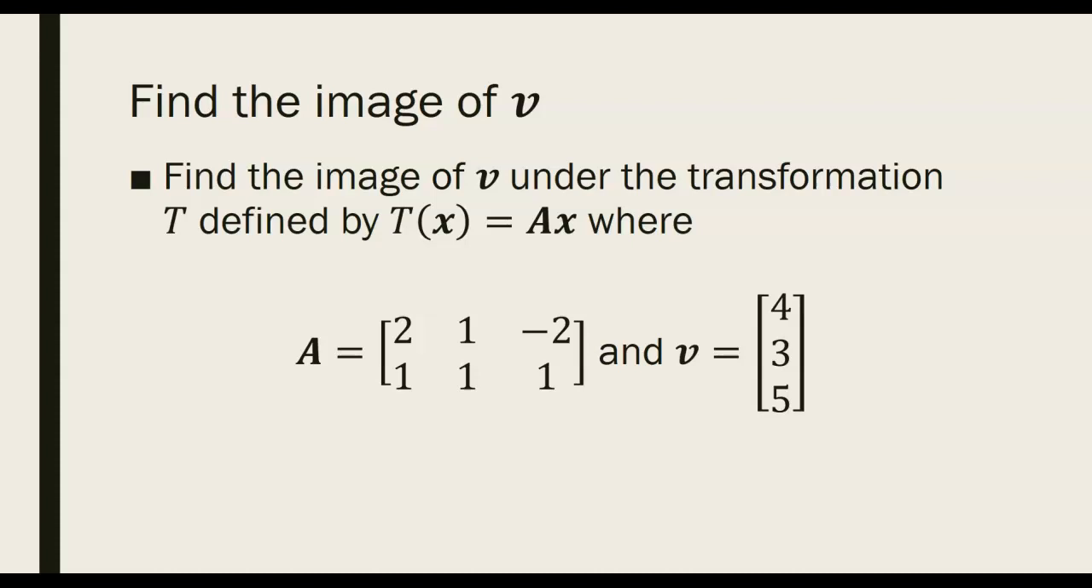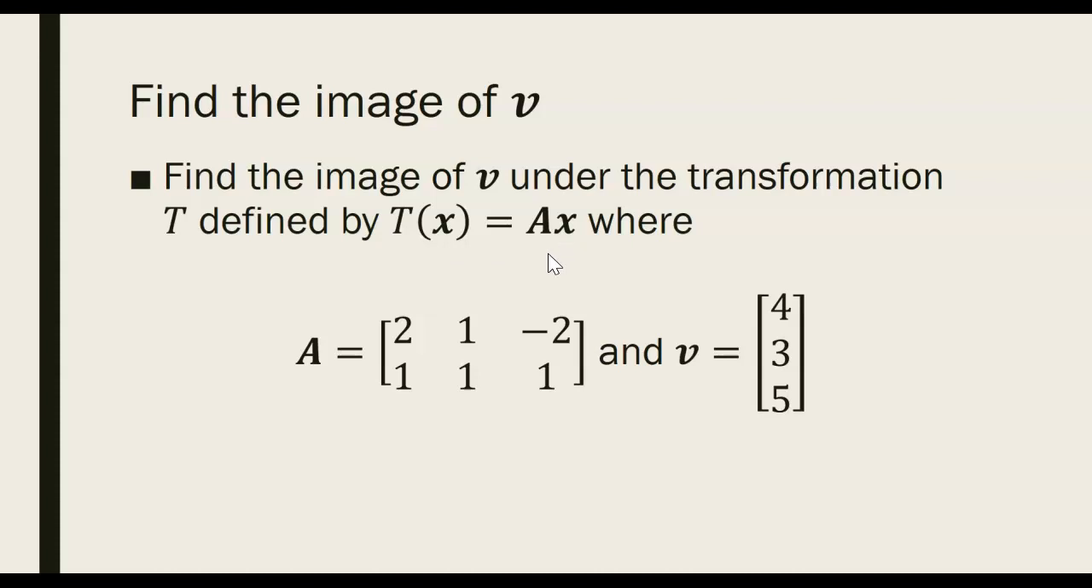All right, so let's take an example here. We're going to use the notation and the language we have already used. This says find the image of V under the transformation defined by T of x equals A times x, where that's our A and that's our V.